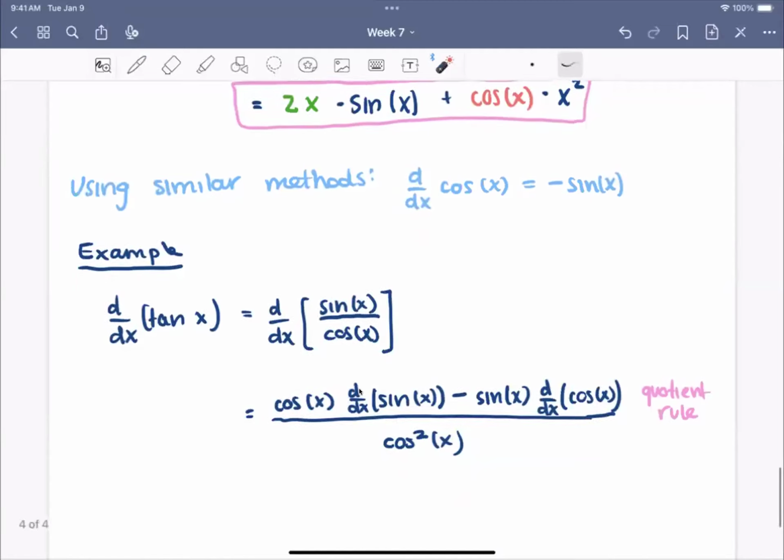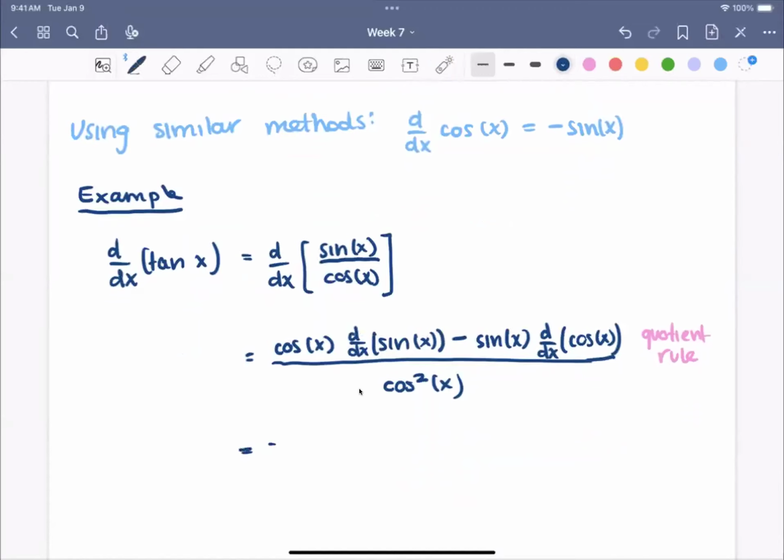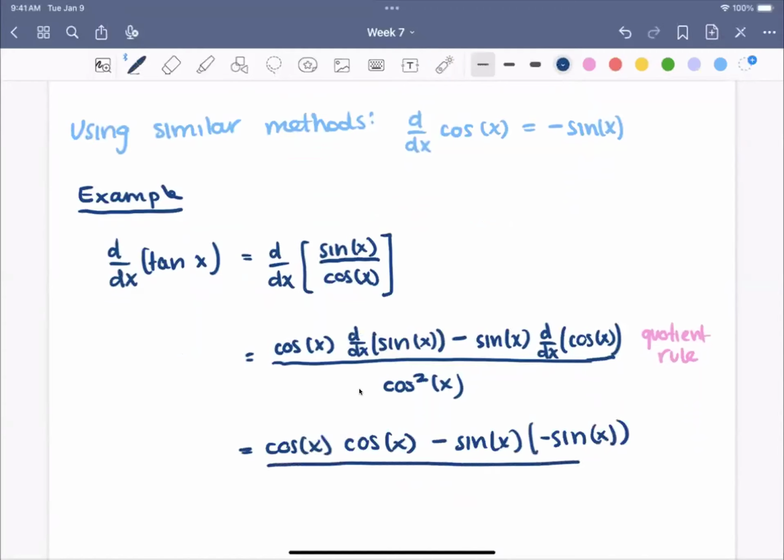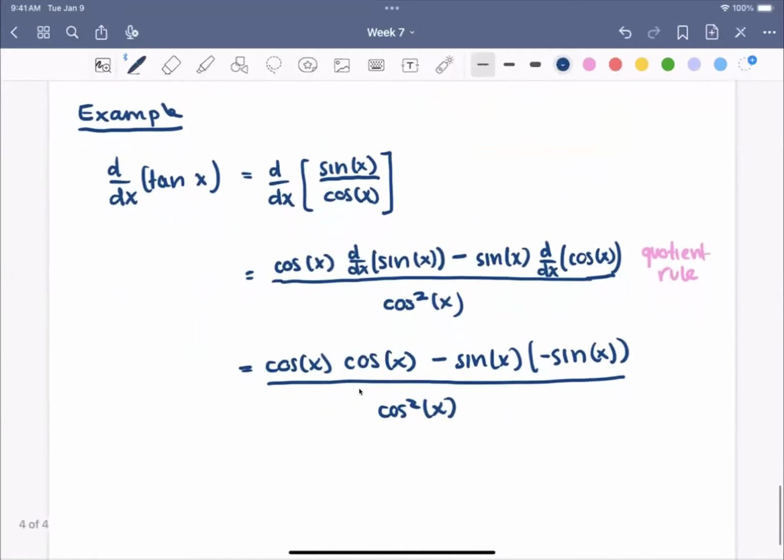Okay, so let's simplify this. We get cosine x, the derivative of sine x is cosine x, minus sine x, the derivative of cosine x is minus sine x, all over cosine squared x. Let's simplify again. Now we get cosine squared x plus sine squared x, all over cosine squared x.